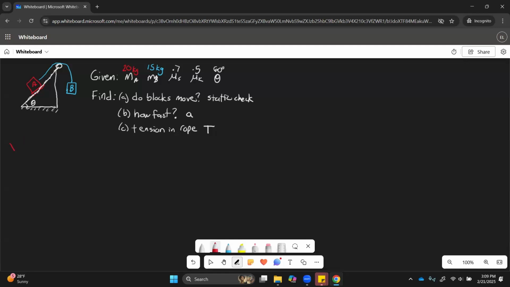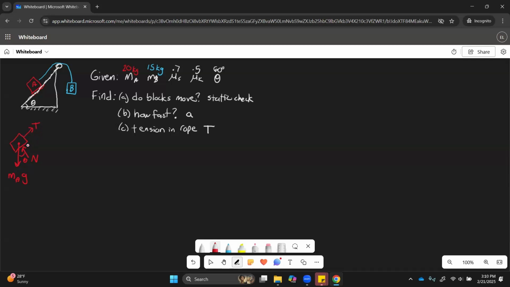So for block A, we will have the weight of the block going down. We'll have the normal force from the plane. And then the weight of the block and the normal force, the angle between those is theta, the same theta as the plane. And then we'll have the tension pulling that way.